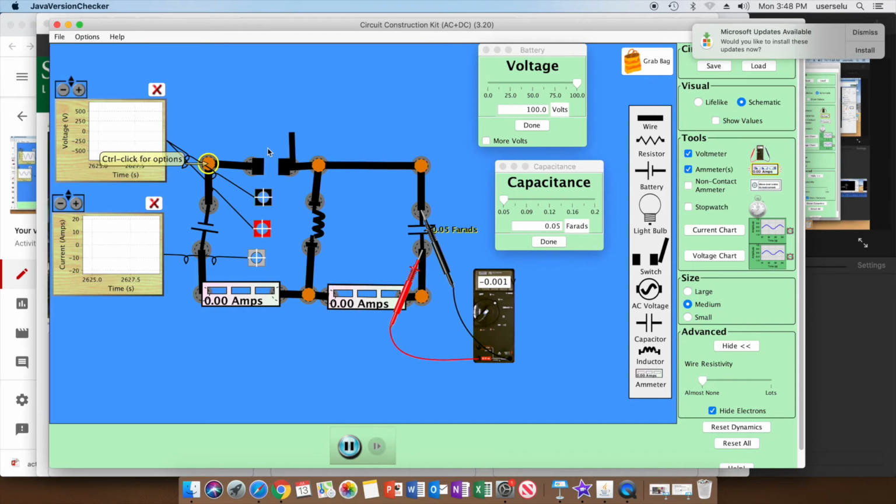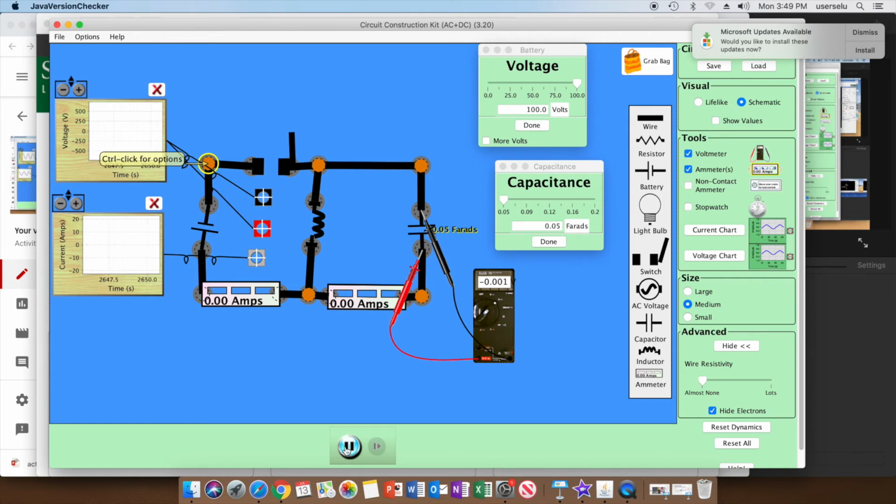Now then, this 100 volt power supply will deliver voltage equally to the inductor and capacitor to begin with. I have a voltmeter across the capacitor reading nothing right now because I have the circuit open. I also have a couple of charts over here that have nothing registering on them.